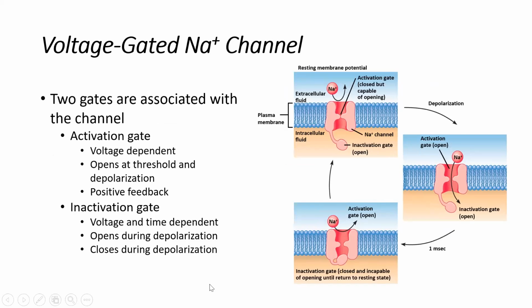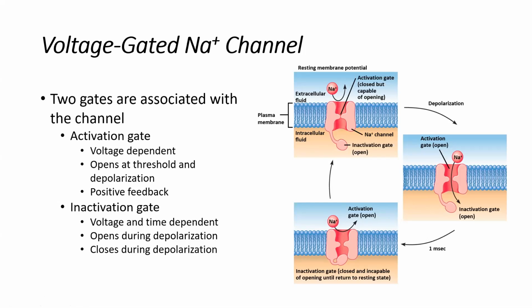Let's look at the two gates that are associated with this channel. So we've got an activation gate kind of at the top here. And then we've got an inactivation gate, which is kind of a second barrier or secondary security gate for this channel as well. And so the activation gate is voltage dependent only. It's going to open at threshold at that -55. Sodium is going to begin to rush into the cell according to that strong ECDF. And that will create a depolarizing event, that upward shoot of the membrane potential.